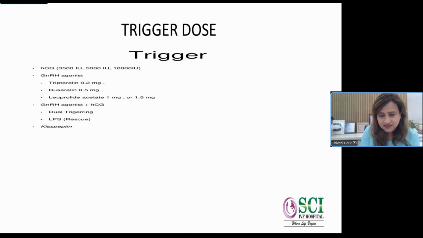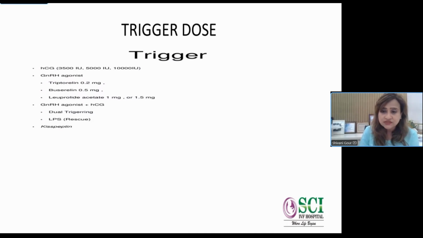Now with HCG, what is the other option? HCG you can use in 3,500, 5,000, 10,000 international units, or a GnRH agonist. Triptorelin is the GnRH agonist of choice, because I have used all three and beyond doubt the best results I have got are with triptorelin 0.2 milligram. Goserelin 0.5 milligram is the other option. Leuprolide acetate 0.5 milligram is generally less, so if you're using it, use at least 1 milligram or 1.5 milligram.